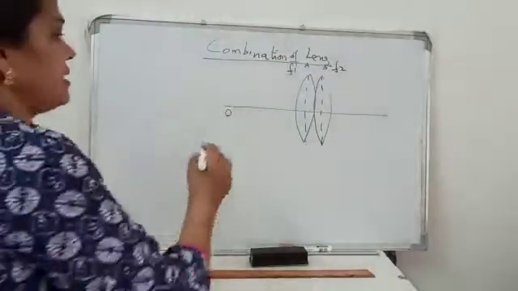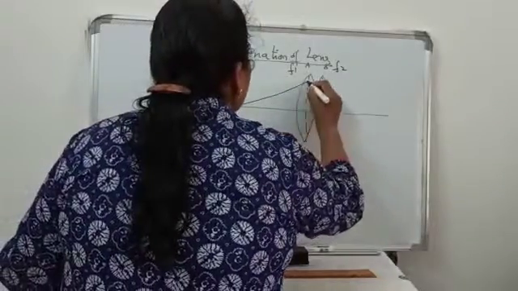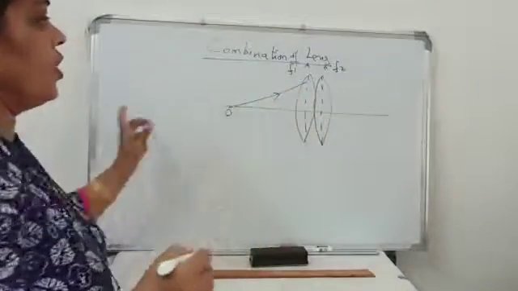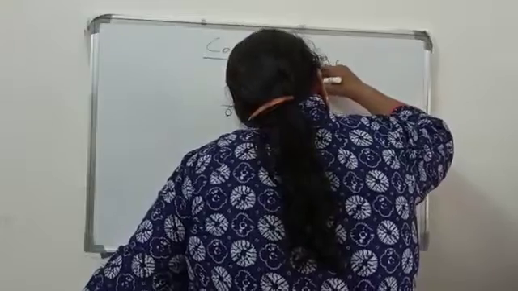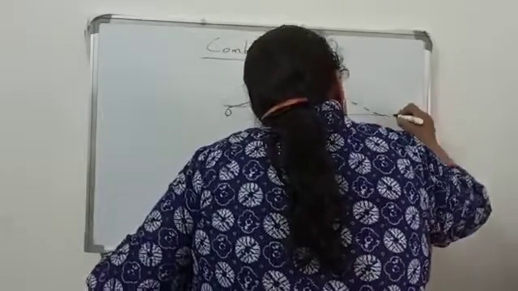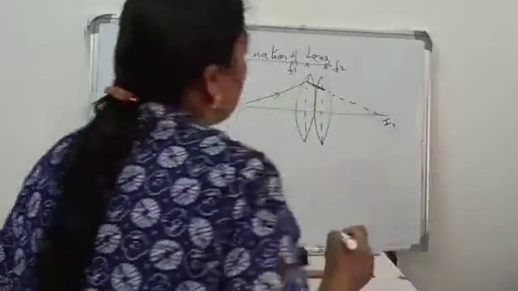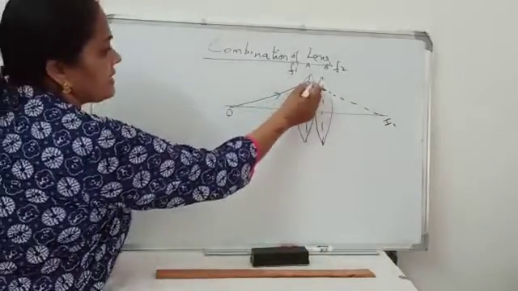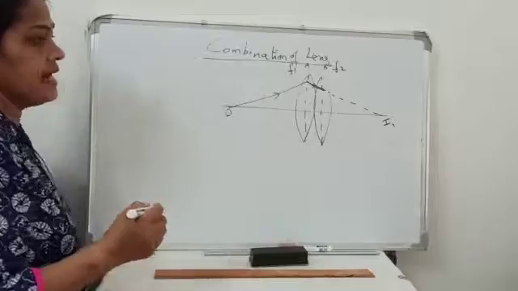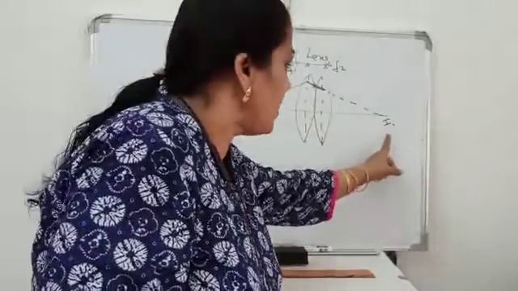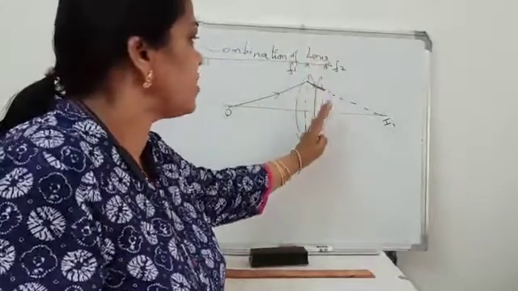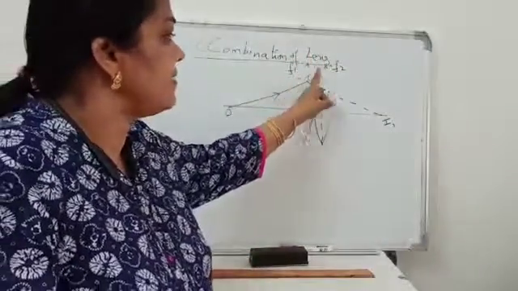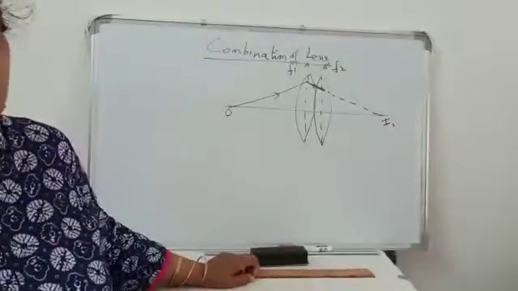A ray of light is incident on the first lens. Along this direction it is incident. After refraction, it forms an image somewhere over here. Let me name it as I1. It gets refracted on the first lens and the image is formed at I1 in the absence of the second lens. Suppose we imagine that the second lens is not there, refraction takes place at the first lens and the image is formed at I1.